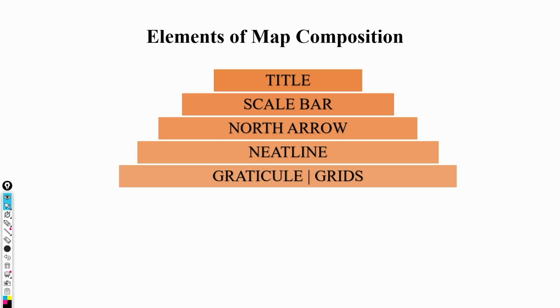Next to neat line is something called the graticule and grids. A major use of maps is always going to be to find out which location something is in. If you have a map and you want to know at what location it is, or which locations are affected, graticules or grids will be helpful to find out which location it is on the earth.